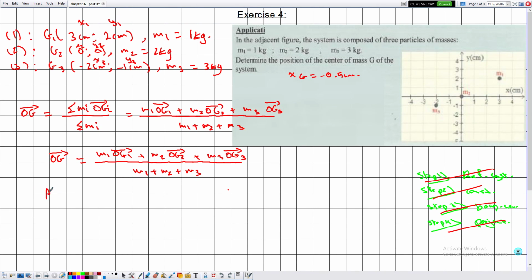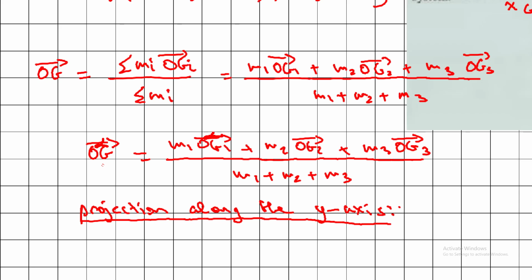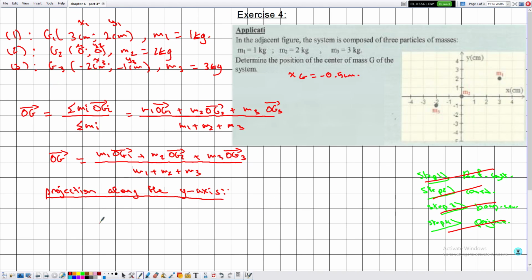Therefore, projection. Then in this case we drop down the vectors, and each vector quantity will carry the label y. Then OGy is equal to m1 OG1y plus m2 OG2y plus m3 OG3y divided by m1 plus m2 plus m3.